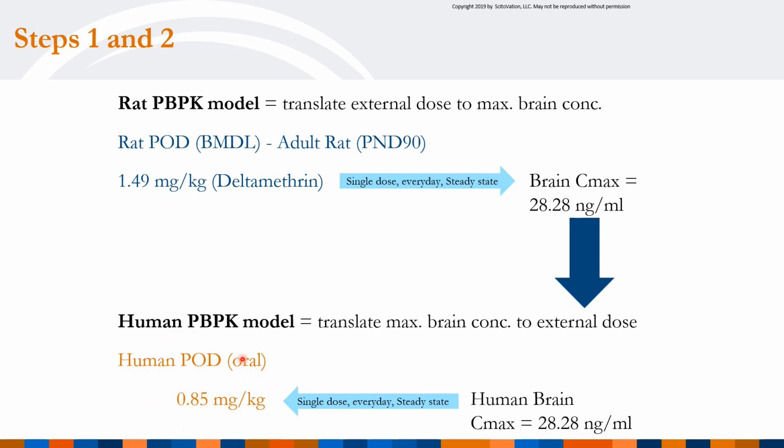After that, we use this 0.85 milligram per kilogram to run Monte Carlo simulation at different ages. Here we are using an adult model, so around 25 years old. But now we can use this point of departure at different ages. So at 6 months, 1 year, 2 years, 5 years, or even 80 years old, and derive the human brain concentration and look at the sensitivity of different ages in the population.